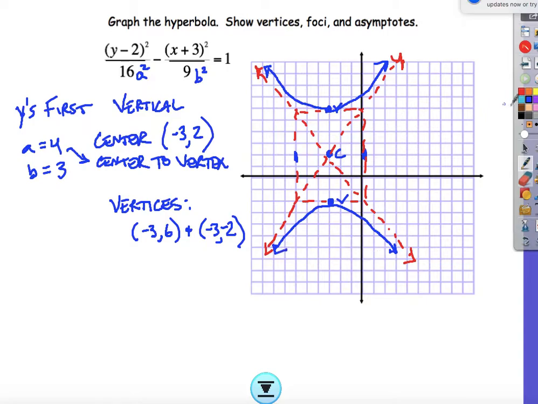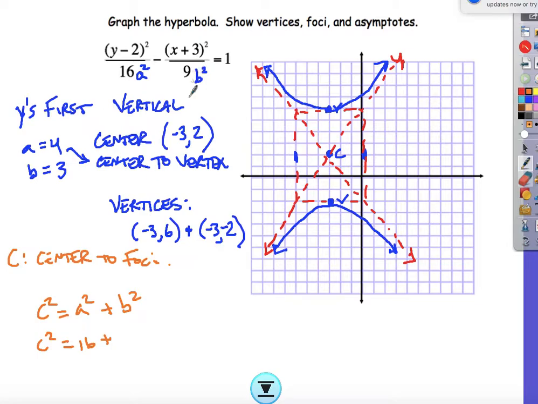Okay, now the only other thing we need are the foci. And C is from the center to the foci. So I have to figure out what C is. So we have c squared equals a squared plus b squared. Now that it's a hyperbola, that's a plus sign. So c squared is going to equal a squared, which was 16, plus b squared, which was 9. So that means that c squared equals 25, so c is 5.